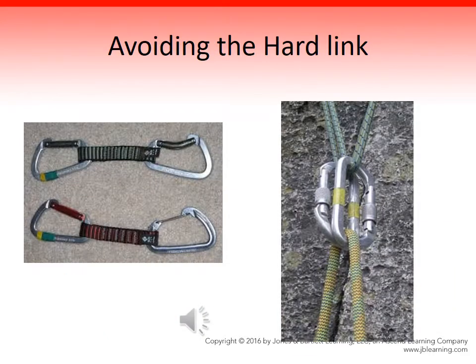In this slide, we see a few examples of how to avoid the hard link. The slide to the left is a system called a quick draw. Designed for rock climbers, it has a soft interlink between the carabiners to avoid hard linking. It also provides some other benefits for climbers which are not discussed in this course. The slide to the right shows the use of rope as a soft interlink between carabiners.